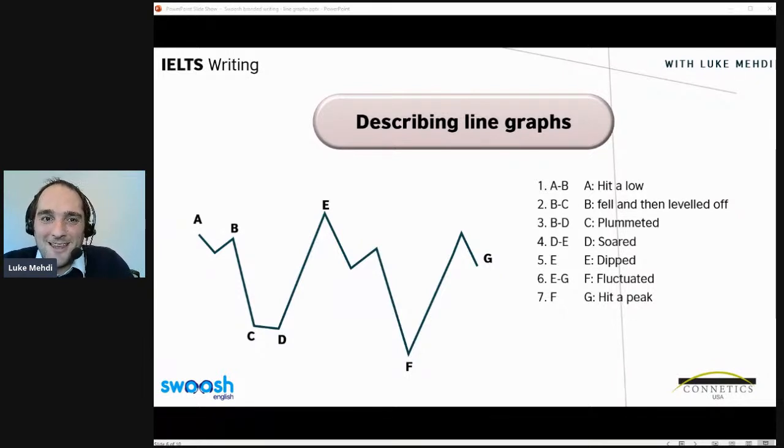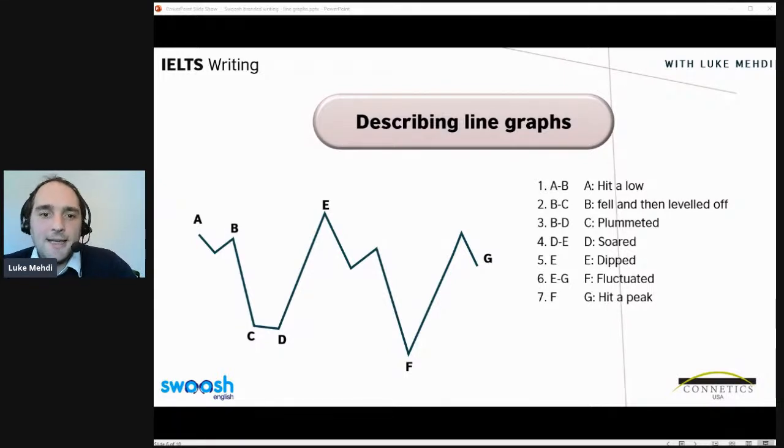Good, Nick. Well done, Nick. Nick's got it there. Yeah, good, Ella. Good, Gail. Oh, not quite, Patchu. Patchu, if it's fluctuating, it's going up and down a lot. Yeah, three. Good. Well done, guys. Three, we've got B. It fell and then leveled off.